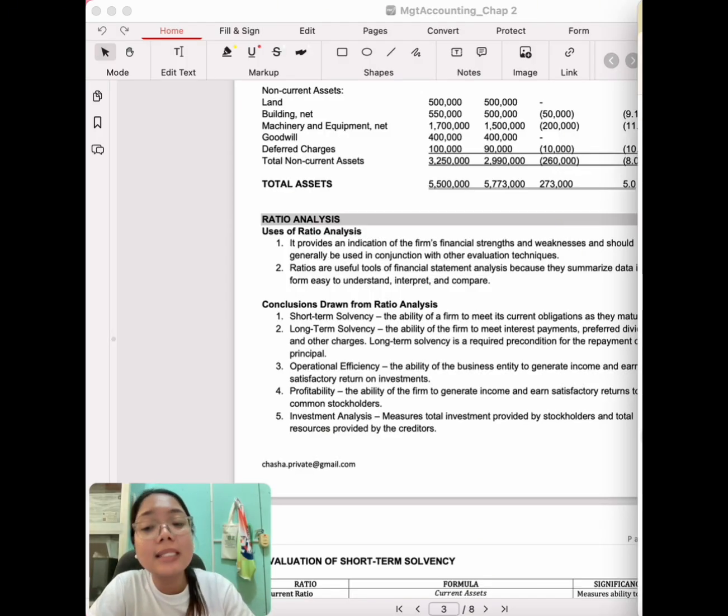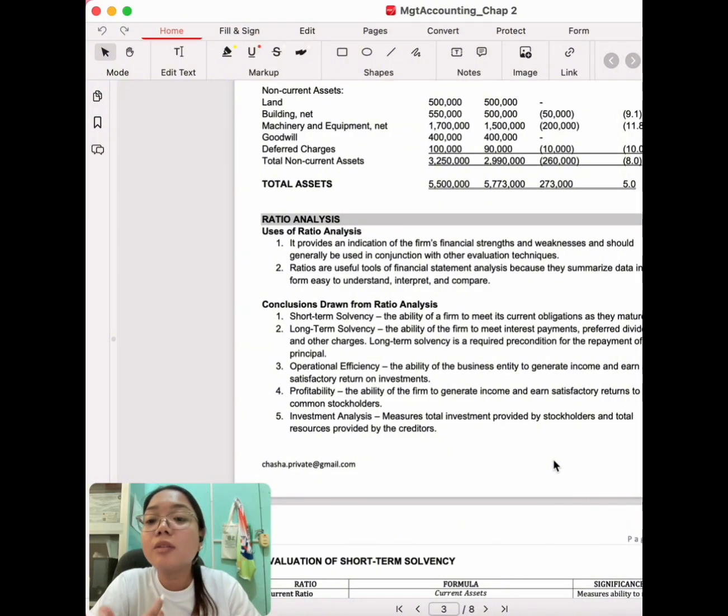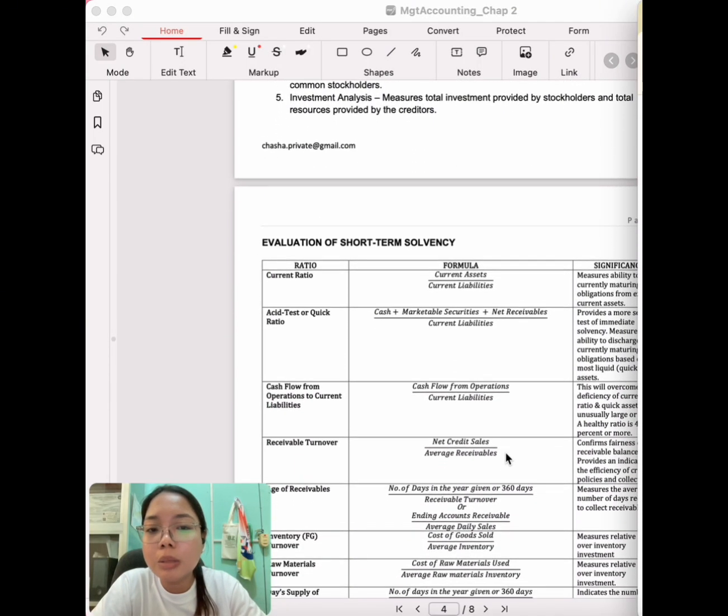So, for investment analysis, it measures the total investment provided by stockholders and total resources provided by the creditors. Ang question dyan, this focuses on the investment provided by stockholders. So, as we go through each ratio, we always ask ourselves, what question does this ratio answer? Ano bang tanong yung sinasagot ng ratio na to? Okay? So, let's begin with short-term solvency.